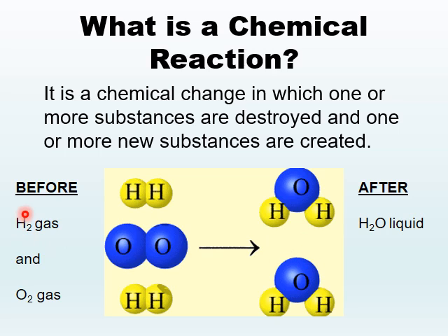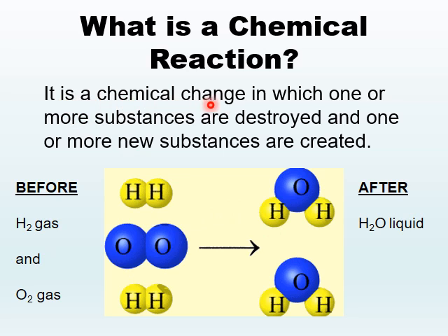Chemical reactions rearrange the constituent atoms of the reactants to create different substances as products. Here you can see one example. Before starting the chemical reaction, we have hydrogen gas and oxygen gas. Hydrogen gas reacts with oxygen gas to form a new product that is called water. When they react together, they form a liquid called water molecules. Water molecules are totally different from hydrogen gas and oxygen gas. These types of reactions are called chemical reactions.